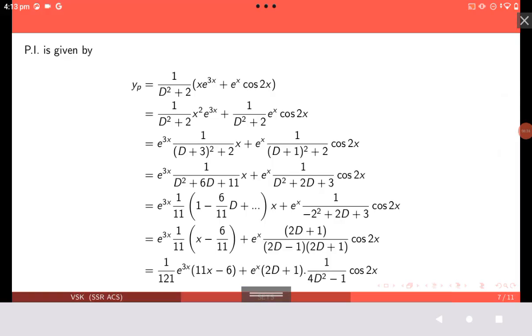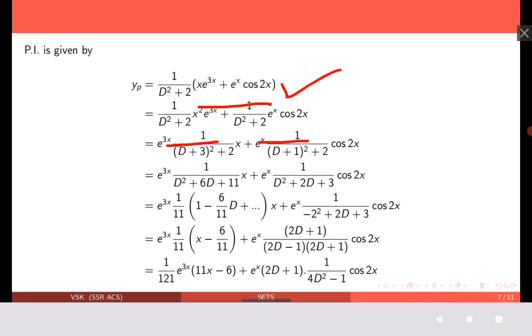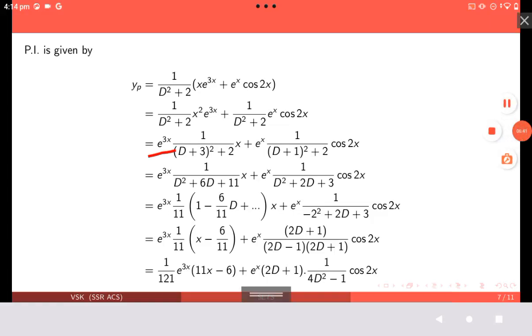So we write yp is equal to 1 upon D square plus 2 into this whole expression, that is the value of Q(x), and this will be separated first of all. Here e to the power 3x is out. You can see e to the power 3x is out. So e to the power 2x is out, and this expression we get, and when we expand this, we get these two expressions. From this we get this expression.